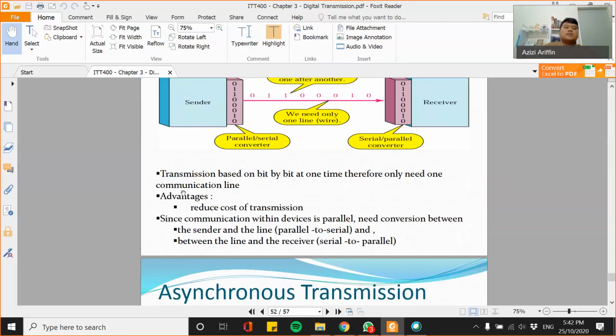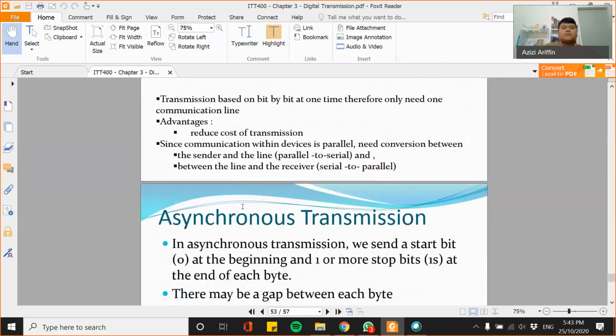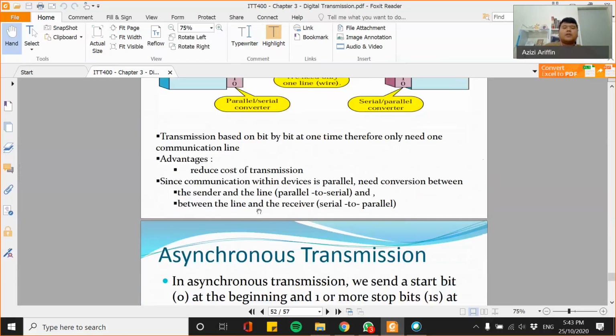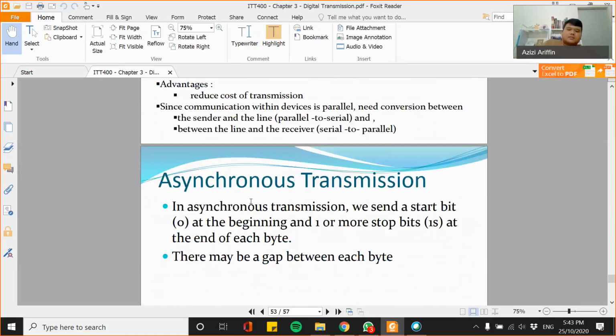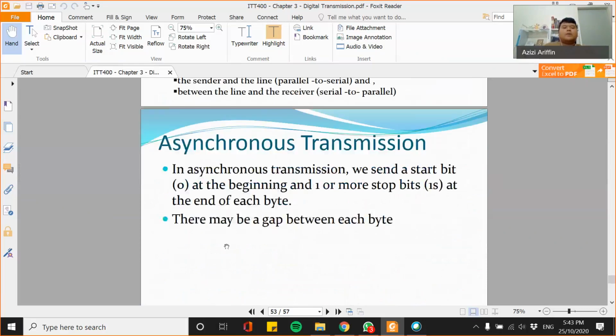Advantages of course kita just satu wire, so of course reduce cost of transmission. So it need a conversion between parallel to serial and parallel, itulah. And also kan kita tadi serial transmission is being broken down further into synchronous and asynchronous transmission. So the first one is asynchronous transmission. So in asynchronous transmission, we send a start bit at the beginning and one or more stop bits at the end of each byte. So that means dia ada gap. So maksud macam ni tau.